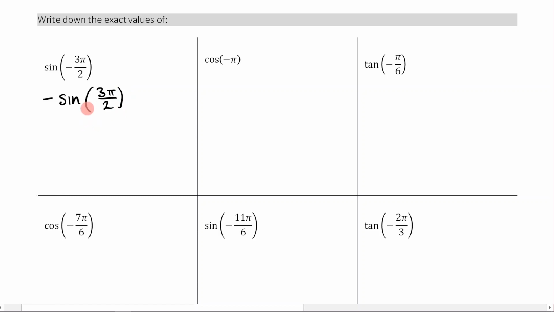So now I'm just going to ask myself, what's sine of 3 pi on 2? I know that sine of 3 pi on 2 is going to be -1. So this is going to be -1, and I'm still going to have that negative out the front. So my answer is going to be just 1. And let me highlight my answer there.